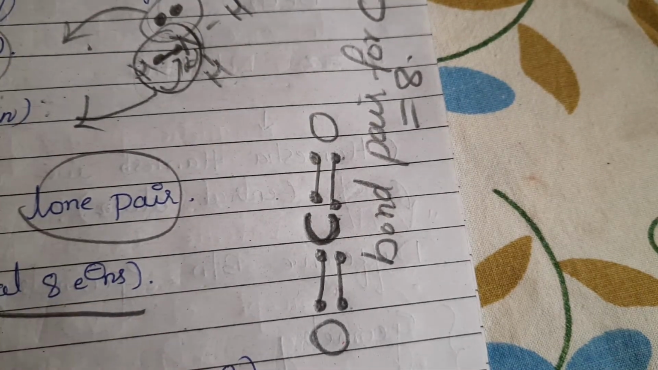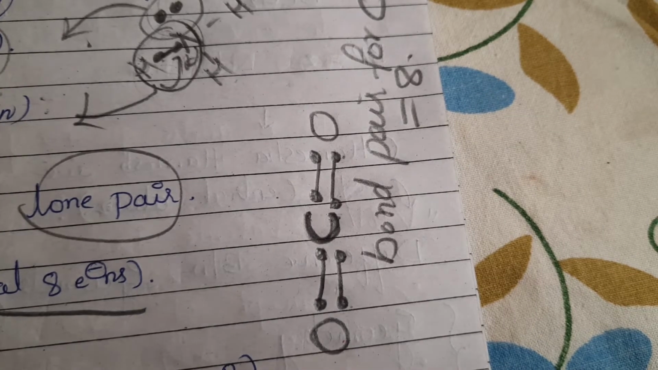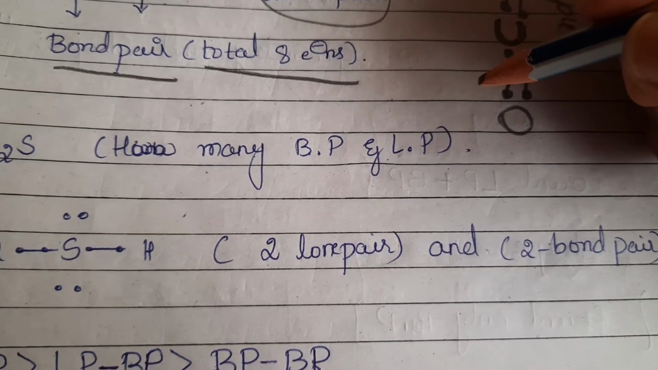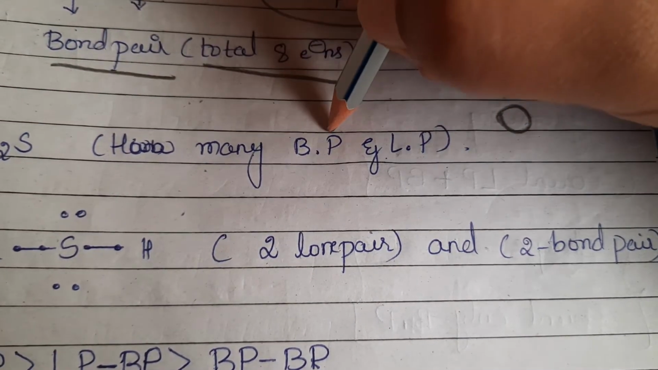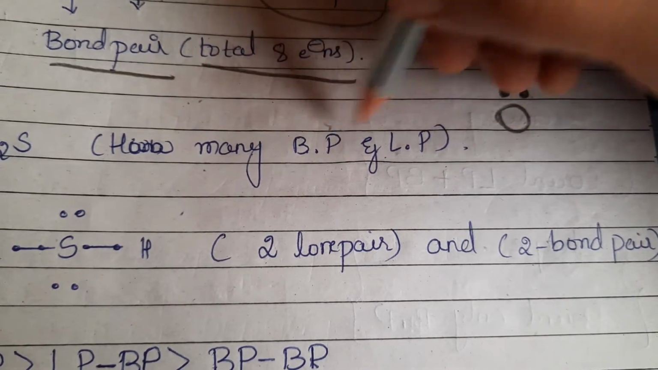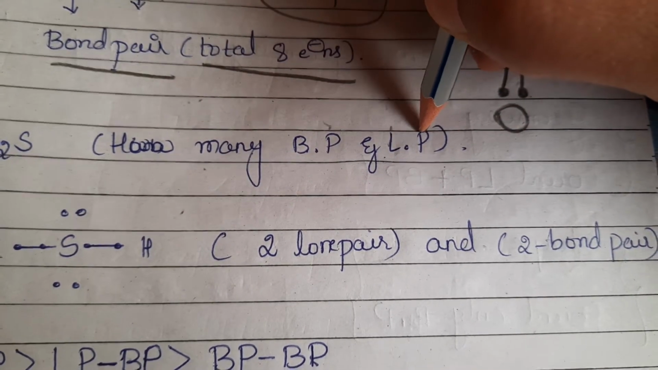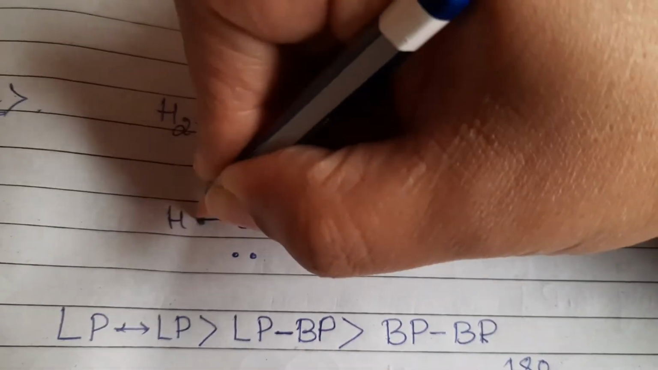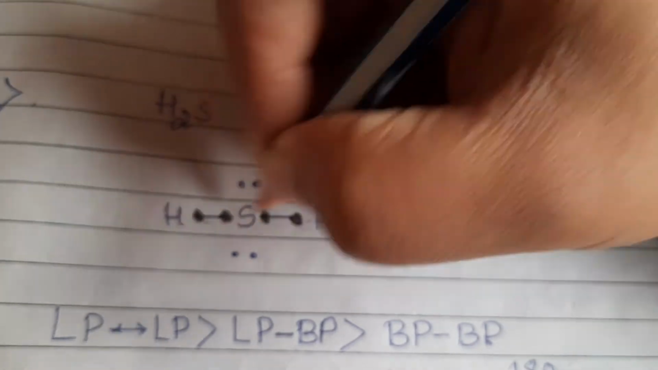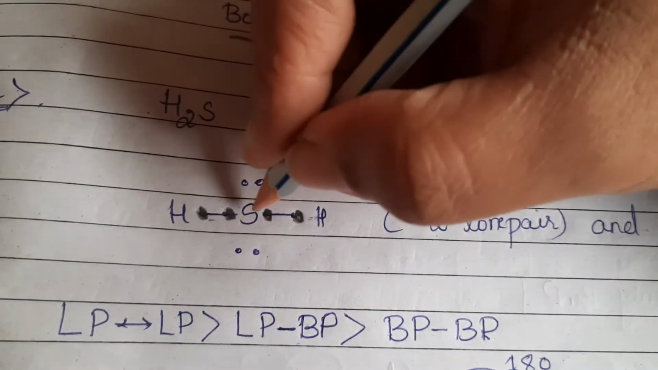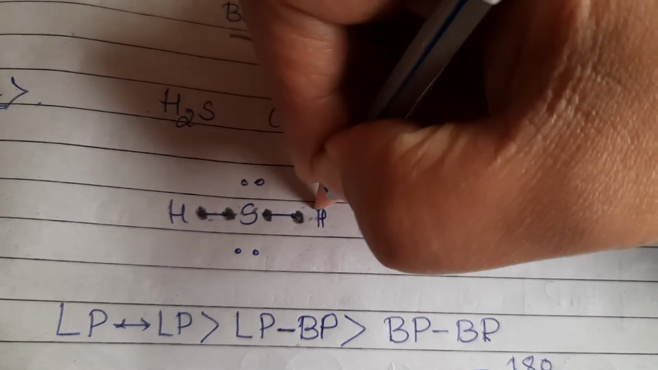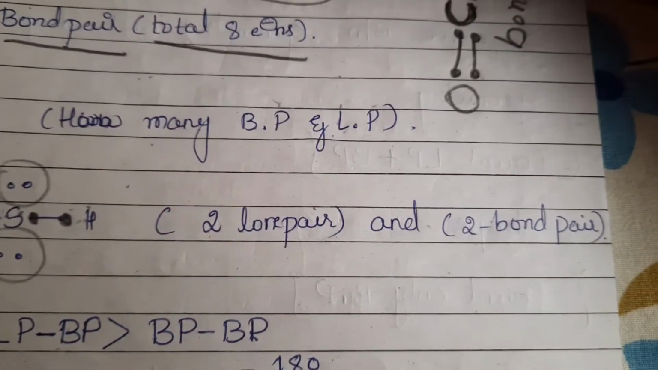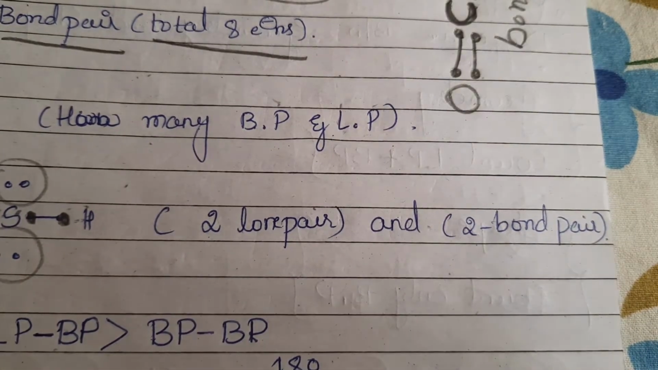Like this, we need to check how many bond pair and lone pair electrons are present in a given molecule. Like that, can you see this example, H2S, hydrogen sulfide? Here you need to know how many bond pairs are present and how many lone pair electrons are present. It is very easy, just count the bonded electrons. 2 hydrogens are bonded by 2 electrons. So for the sulfur atom there are 2 bond pairs of electrons and 2 lone pairs of electrons present. I have written here 2 lone pairs and 2 bond pairs of electrons are present.